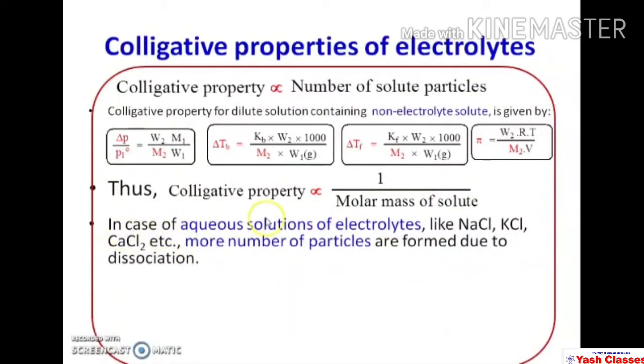So in case of aqueous solution of electrolytes like NaCl, KCl, CaCl2, more number of particles are formed due to dissociation. That already I told you in the last lecture. Actually we are discussing here colligative properties of electrolytes, and the colligative property is directly proportional to number of solute particles. Colligative property of dilute solution containing non-electrolyte solute is given by these relations.